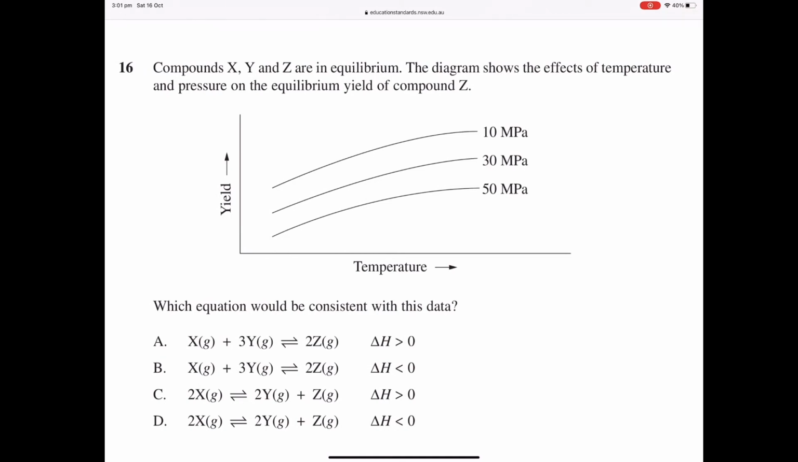What does the MPa stand for? MPa is megapascals. So Pa is the unit of pressure, which is pascals. And kilopascals would be 1,000 pascals, and megapascals would be 1,000 kilopascals. So it's technically 1,000,000 pascals. Not important, just know it's a measure of pressure. That's all you need to know.